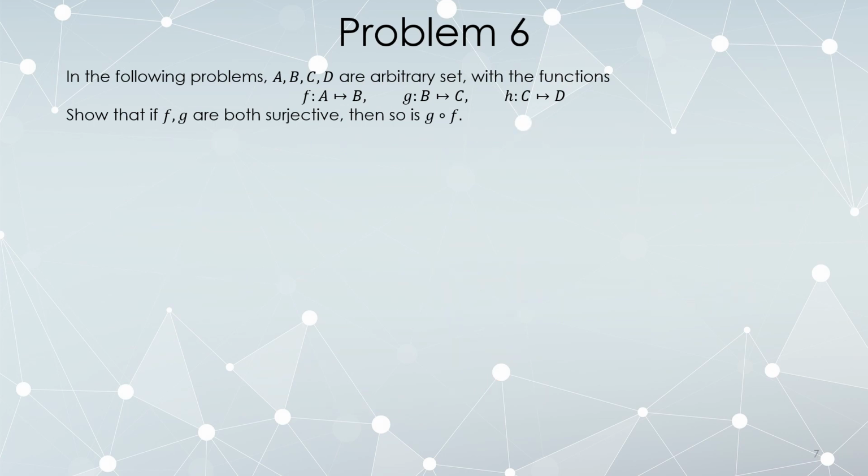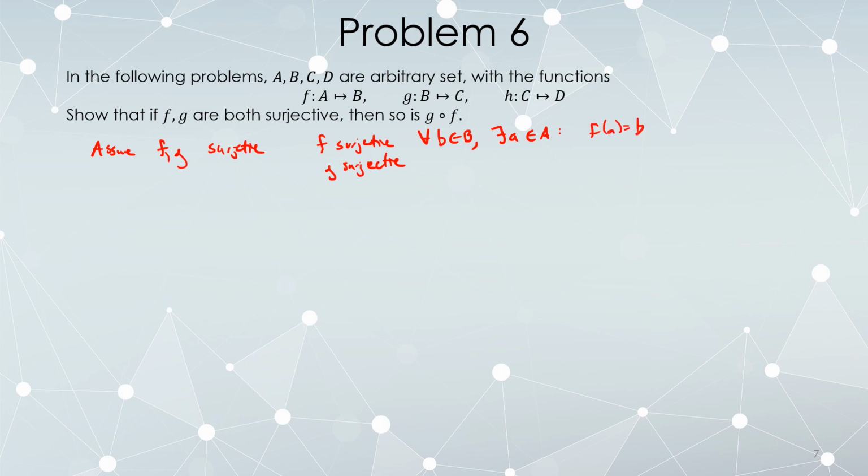Very similar to the last problem, we want to show that if f and g are both surjective, then so is g composed with f. So again, we're going to go ahead and assume that f and g are both surjective. In other words, f is surjective, and g is also surjective. And the definition of surjectivity is that anything in the codomain is the image of something from the domain. So f, having codomain B, I'd say for anything in the set B, there is something in the domain A so that f of A equals B.